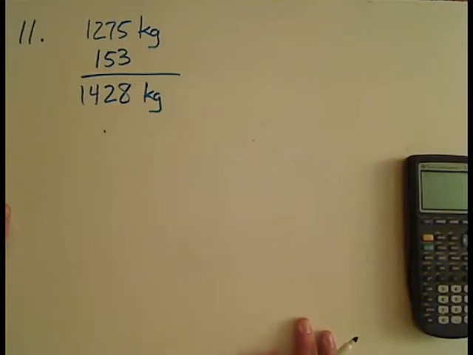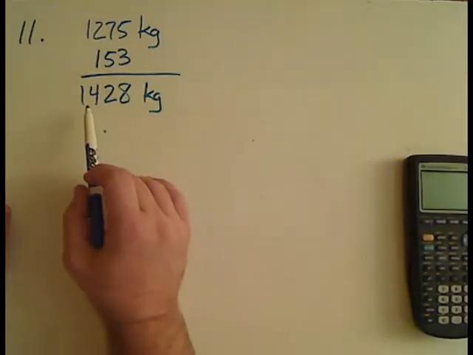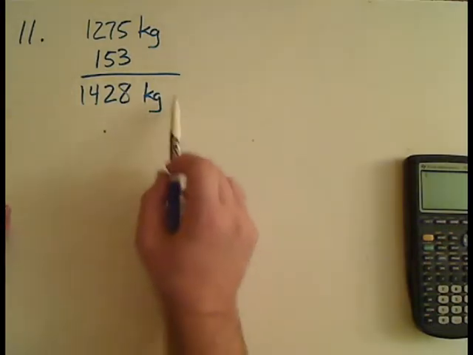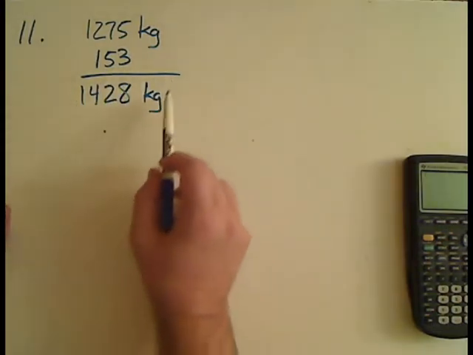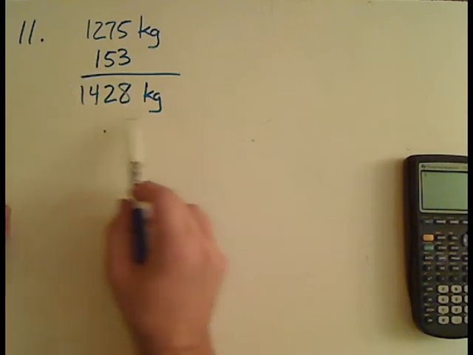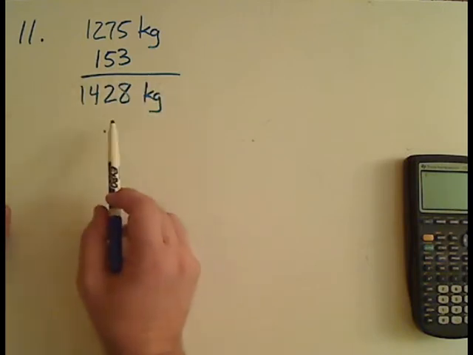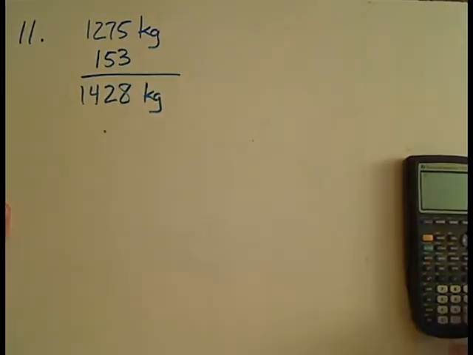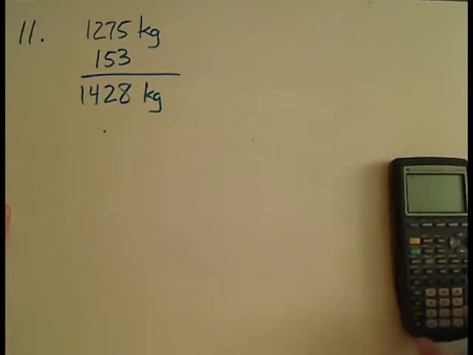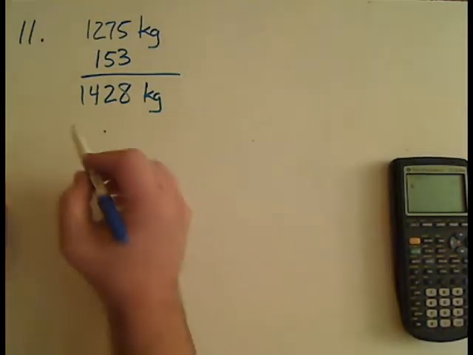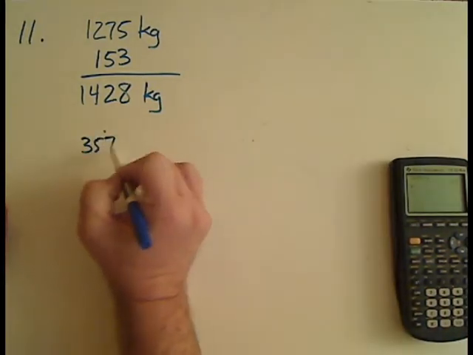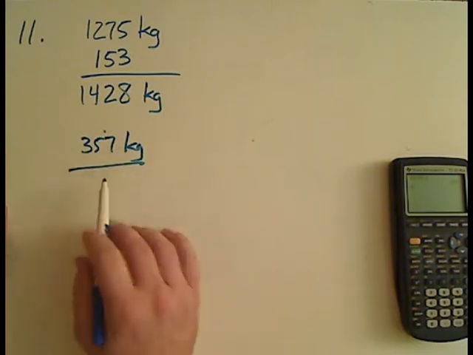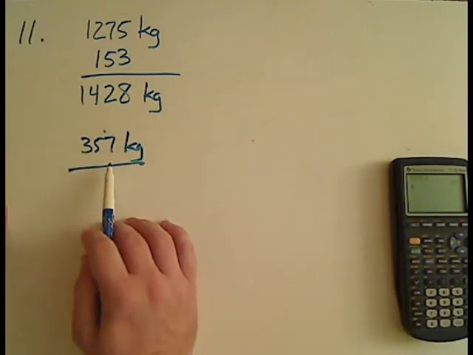So let's just assume that all 4 springs are equally taking a part of this. So we'll just take 1,428 and we'll divide it by 4, to find the mass on each particular spring. So 1,428 divided by 4 is 357 kilograms. So each spring is going to take 357 kilograms.